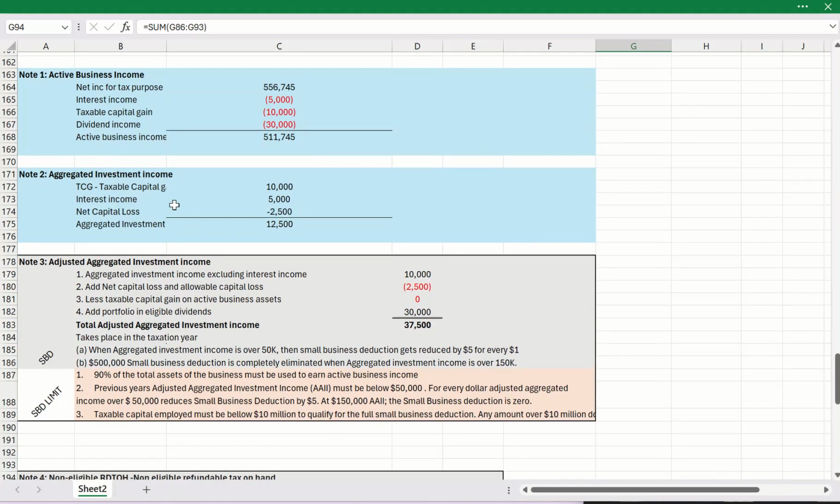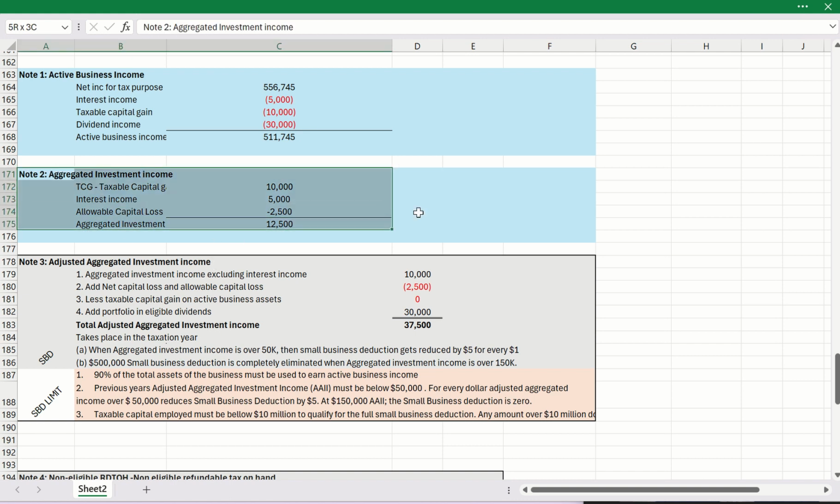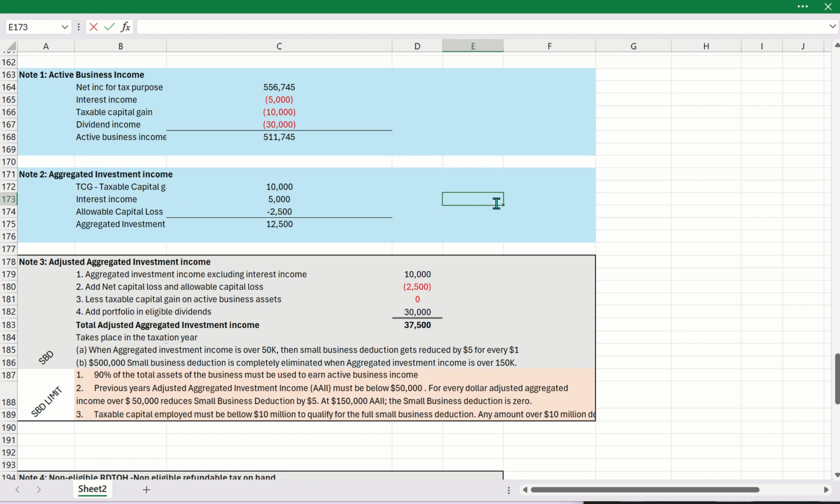Then we have the aggregated investment income, which is the taxable capital gain plus the interest income less the net capital loss. Actually, this should be allowable capital loss. So this should be allowable capital loss. And this deals with the current year situation. Okay.